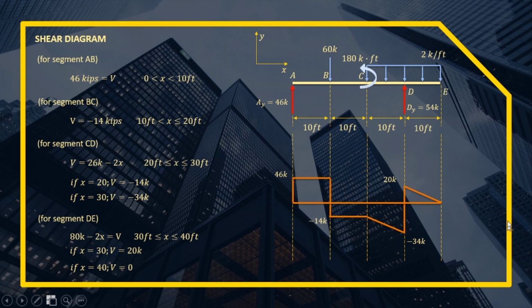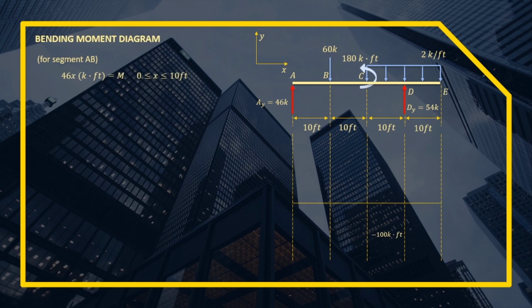So this is now the shear diagram of the problem. Ngayon, i-solve natin guys, or i-draw natin yung bending moment diagram. And for segment AB, meron tayong equation for moment na 46x, and mag-start yan from 0 to 10. So obviously, yung equation natin, this is linear kasi yung exponent ng x is 1.